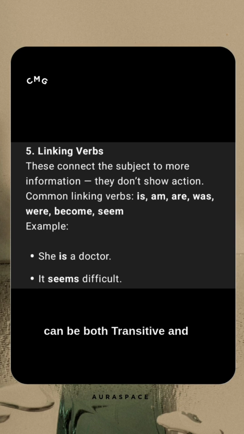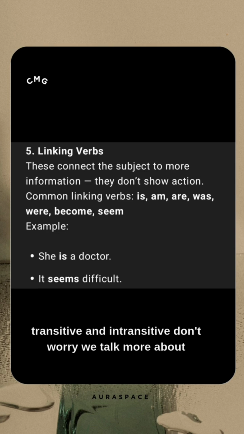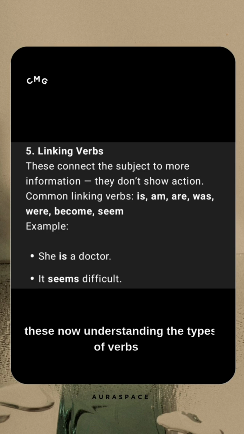Some verbs can be both transitive and intransitive depending on how they are used. We sometimes call them ditransitive. Some will need two objects in a sentence, and some can play the role of being both transitive and intransitive. Don't worry, we'll talk more about these. Understanding the types of verbs makes your grammar more flexible and your communication more precise.